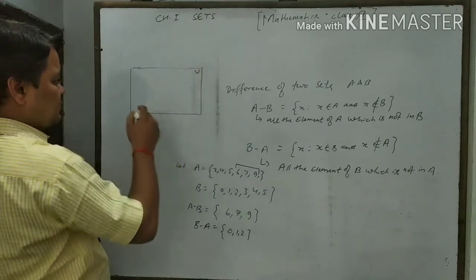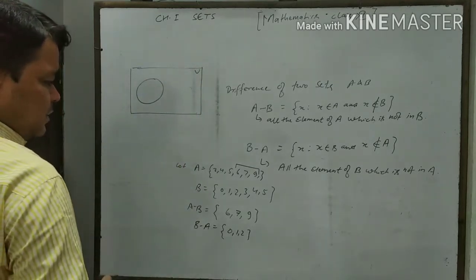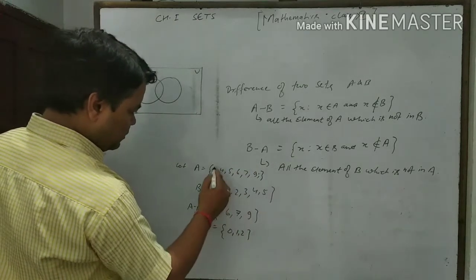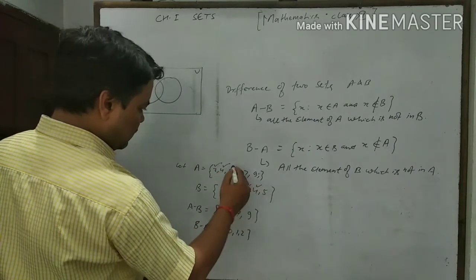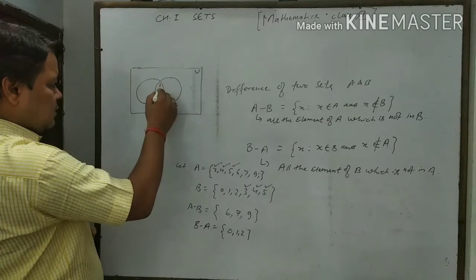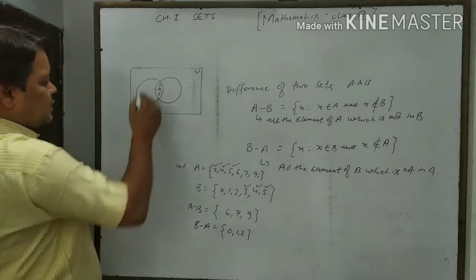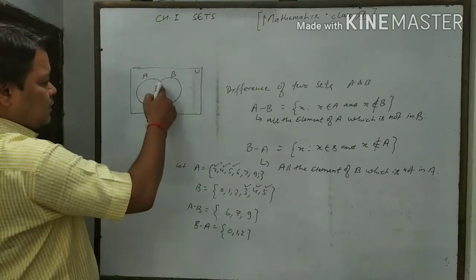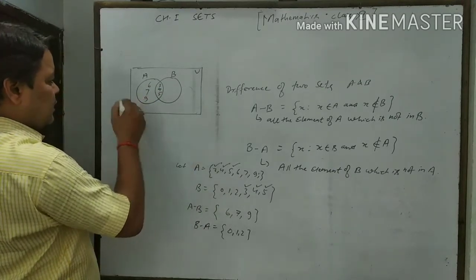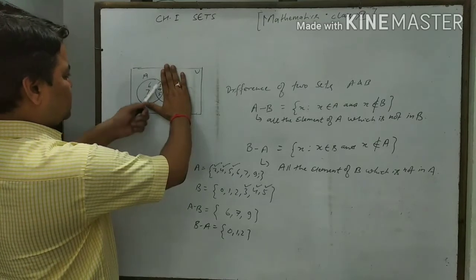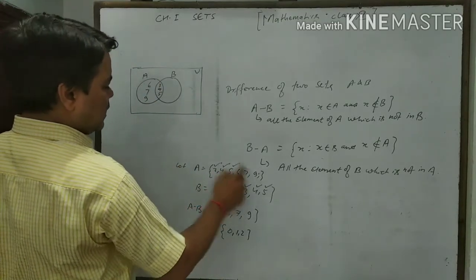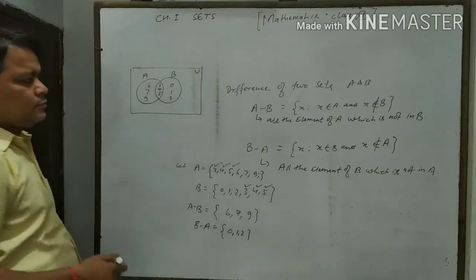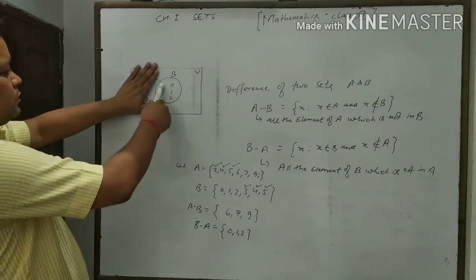Here we draw the universal set, and there are some elements which are common: 3, 4 and 5 are common in both sets A and B. In set A we write 3, 4, 5, 6, 7, 9. In set B we write 0, 1, 2, 3, 4, 5.